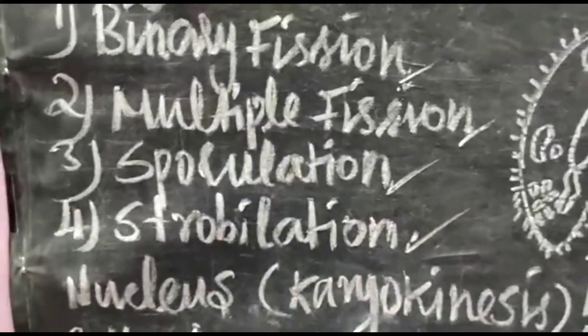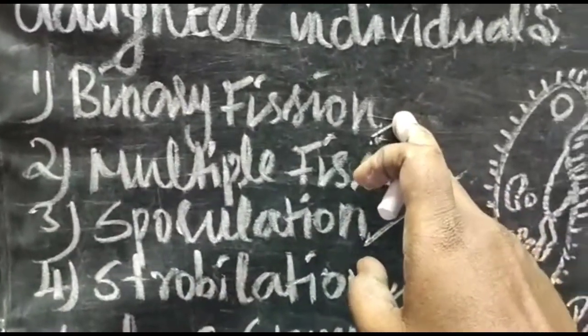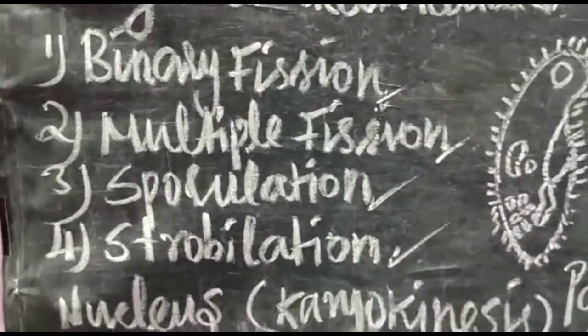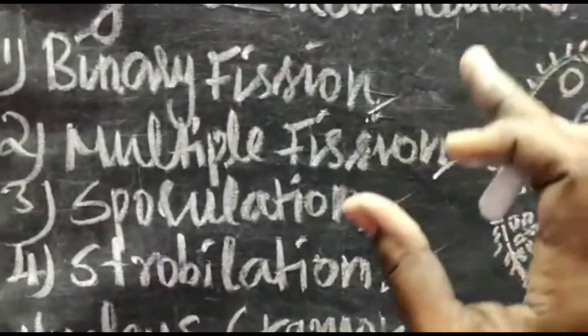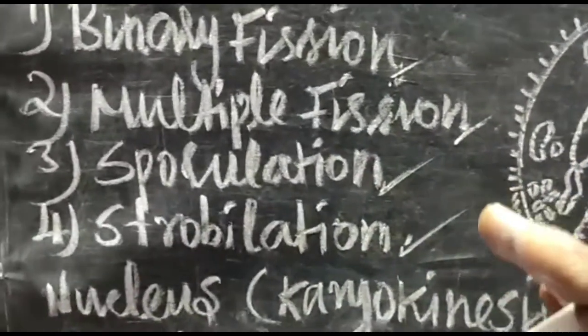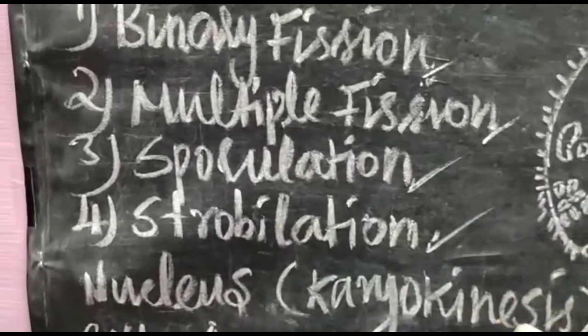So here, in binary fission, the parent organism divides into two halves. The structure of the organism has to split into two halves, so that each half forms a daughter individual.